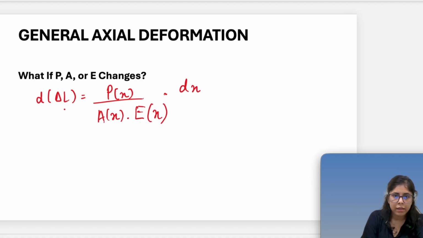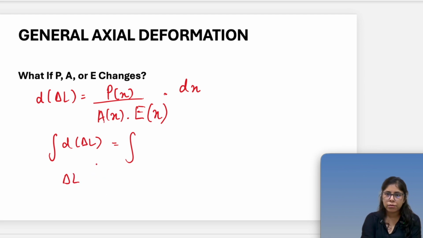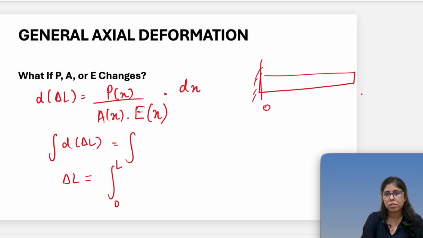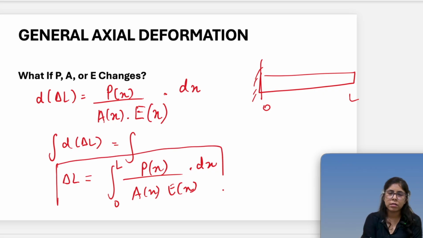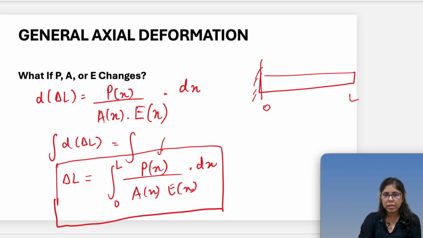And if I want to remove this d sign, I can integrate, right? So if I integrate this d delta L, this whole thing up to dx, this will be delta L, full delta L I have integrated, and the limits will be from 0 to L, the length of the bar. So from 0 to L, you will have P as a function of x, A as a function of x, E as a function of x, and dx. So if you integrate after putting in the functions of x, then I can get the general deformation. So this is the general deformation formula.